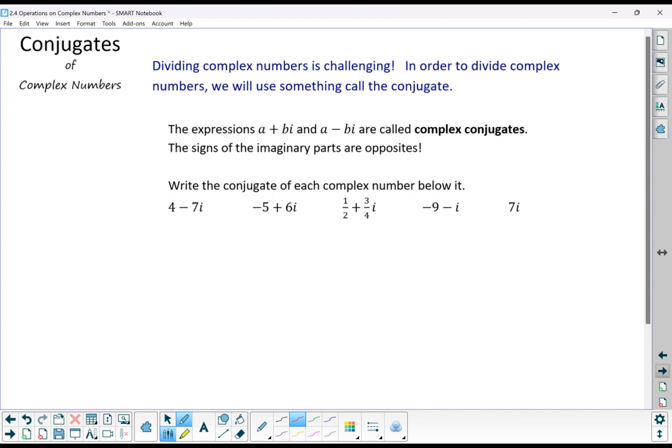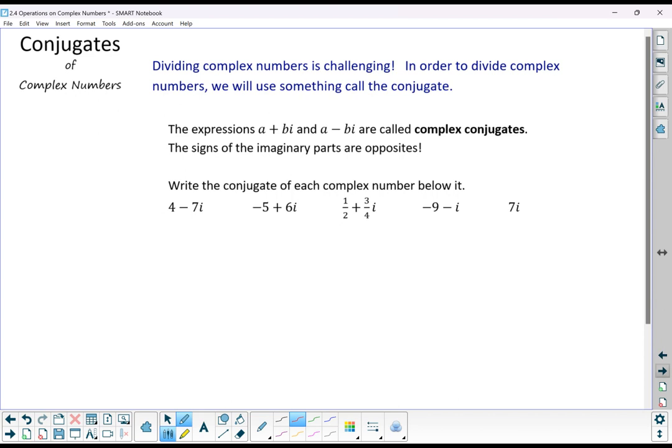Okay, dividing complex numbers can be a little bit tricky. You just have to get the hang of it. It's not super hard, but there's definitely a procedure to it that you need to follow, and it is a little bit more complicated than multiplying or adding. So, in order to divide complex numbers, we'll be using something that is called the conjugate.